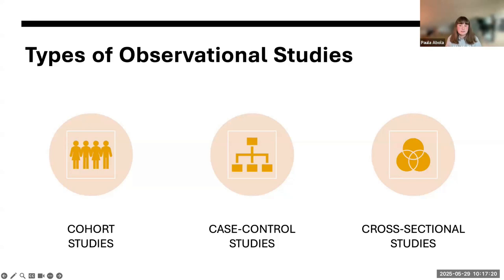And then we have cross-sectional studies where you take a snapshot at a single point in time. So you're, for example, surveying a population to measure current rates of vaccination or attitudes towards vaccines.